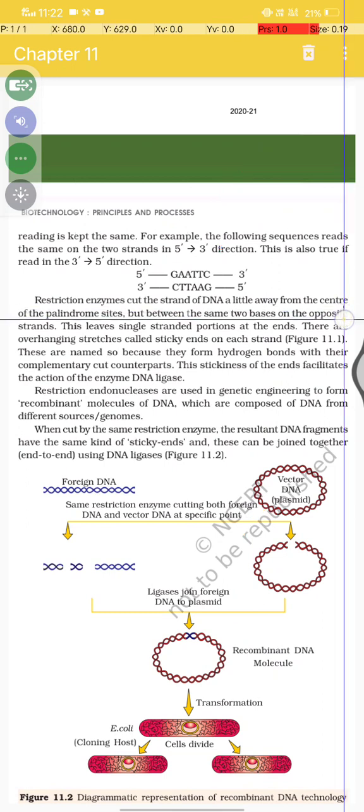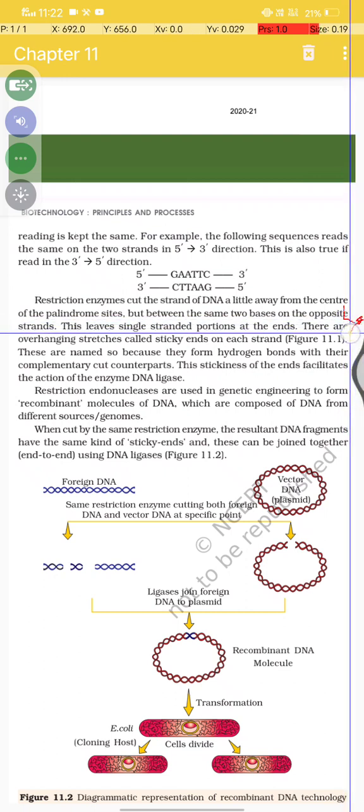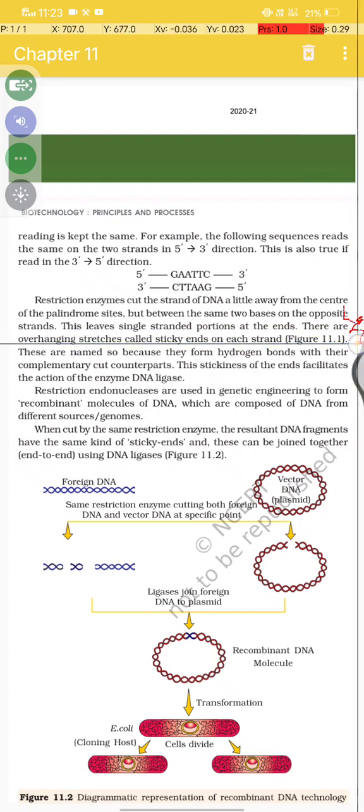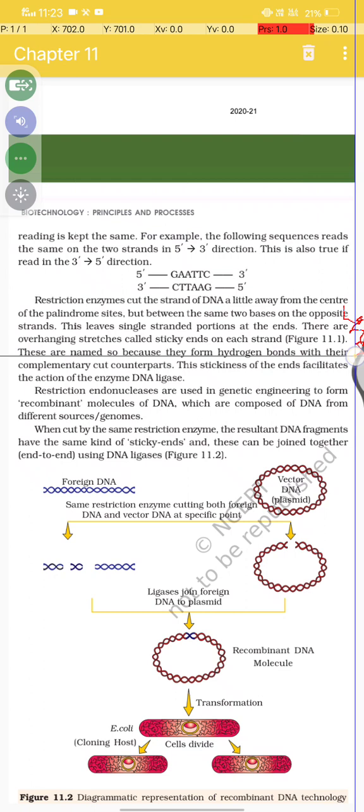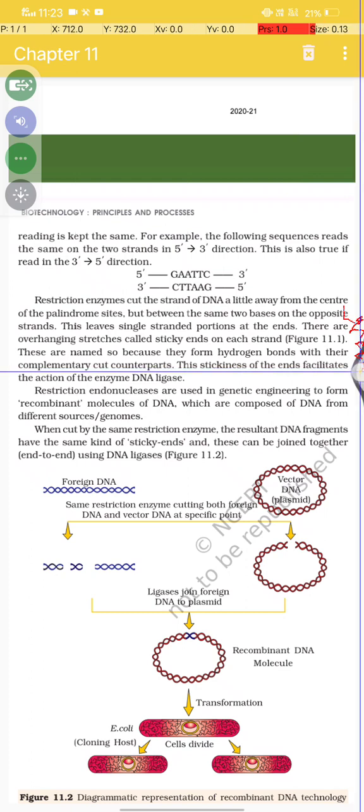but between the same two bases on the opposite strands. This leaves single-stranded portions at the ends. There are overhanging stretches called sticky ends on each strand, figure 11.1. These are named so because they form hydrogen bonds with their complementary cut counterparts.